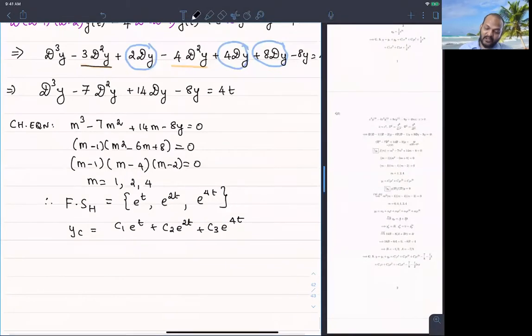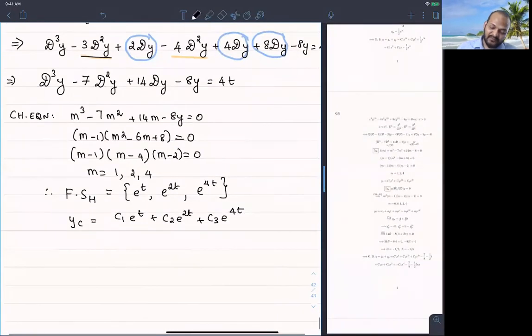Now I have to find the yp because it's a non-homogeneous problem, right? So to do that, let me find the annihilator for the non-homogeneous part. What is the annihilator? Simply d squared. I should not say d squared, I should put a script d squared, right? The second derivative will make that 0.